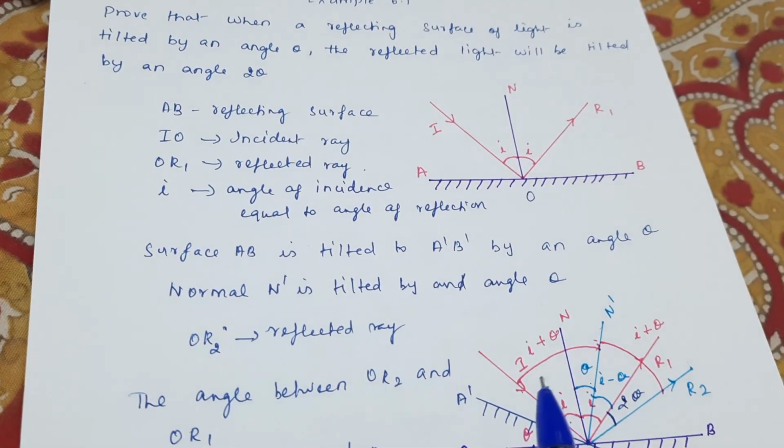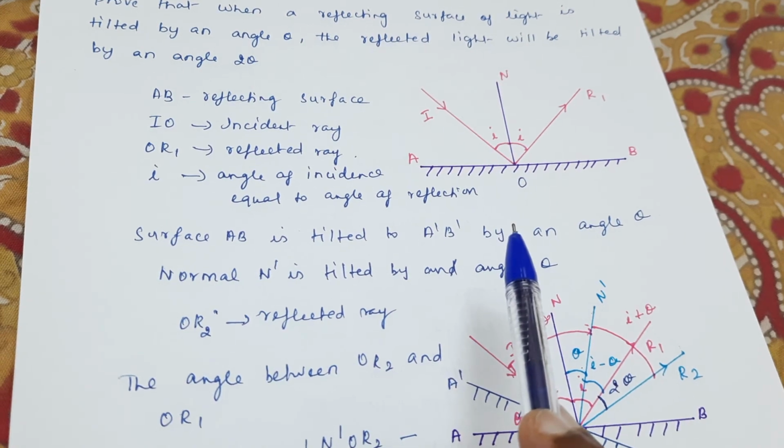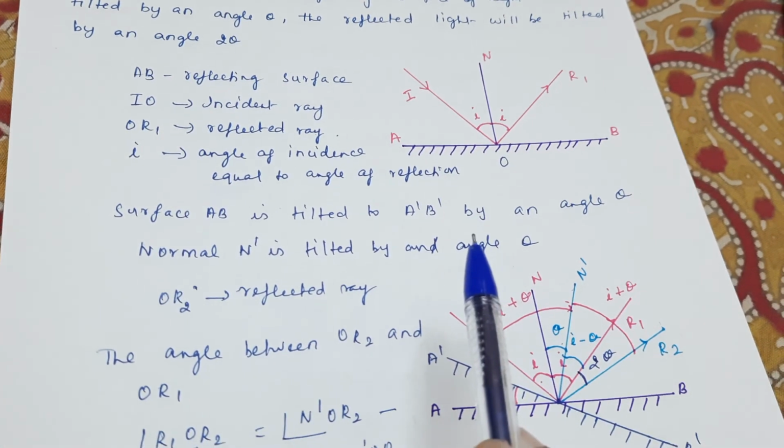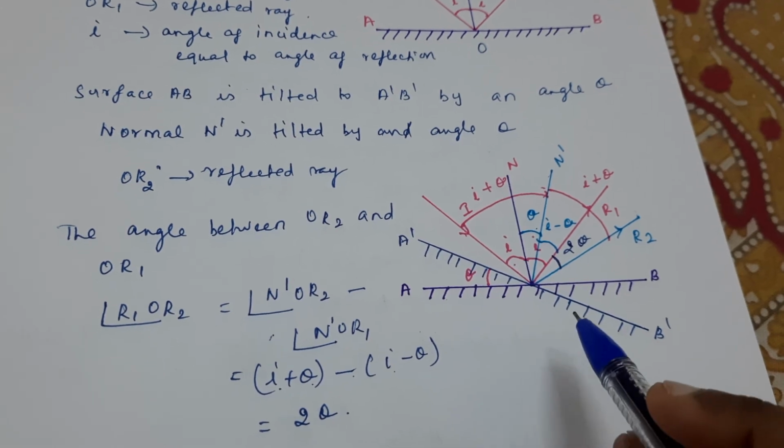So now we have proved. What is the question? When a reflecting surface is tilted by an angle theta, the reflected light is also tilted by an angle 2 theta. So we have proved the question.